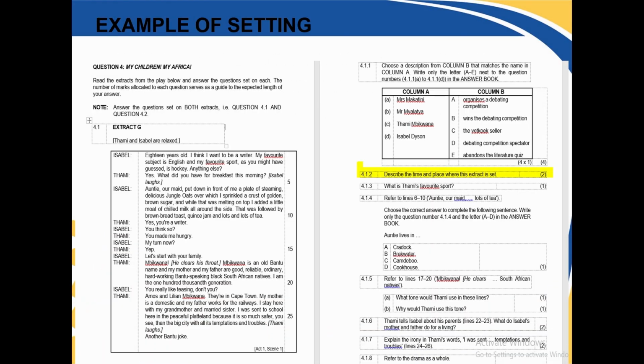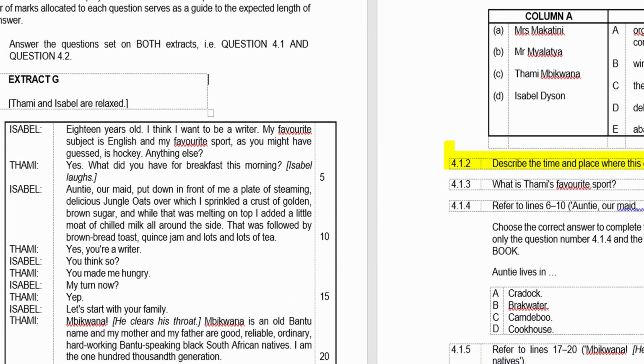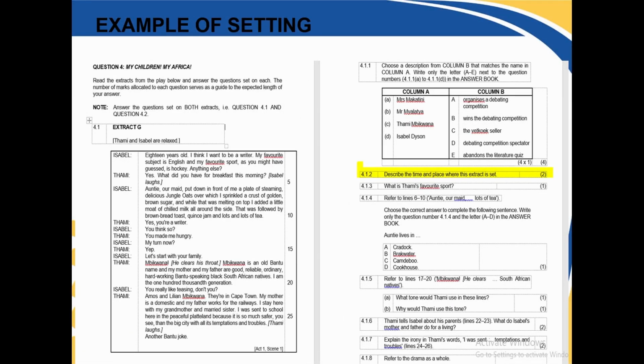Right, so let's look at what Isabel says so that we know the time, now, where this extract is set. "So, 18 years old, I think I want to be a writer. My favorite subject is English, and my favorite sport, as you might have guessed, is hockey. Anything else?" Right. So we can further read Tammy's response. "Yes, what did you have for breakfast this morning?" Isabel laughs. So we can see now that this is a conversation between Tammy and Isabel.